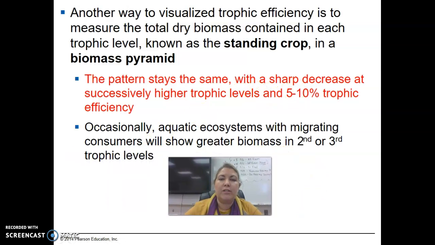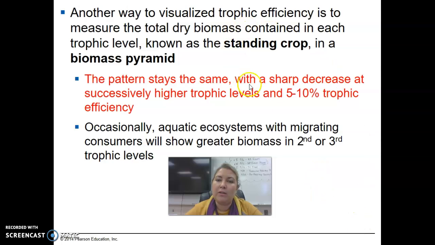So another really interesting visualization is to measure the standing crop, or to measure the biomass of an organism. So instead of looking at the joules or the energy that is available, we actually take the mass of the living organisms in there. We see the same pattern though. It doesn't really matter if you're measuring energy or biomass or even the number of organisms in most ecosystems. It's going to have a steep drop for every trophic level. Anywhere from 5 to 10% is passed on.